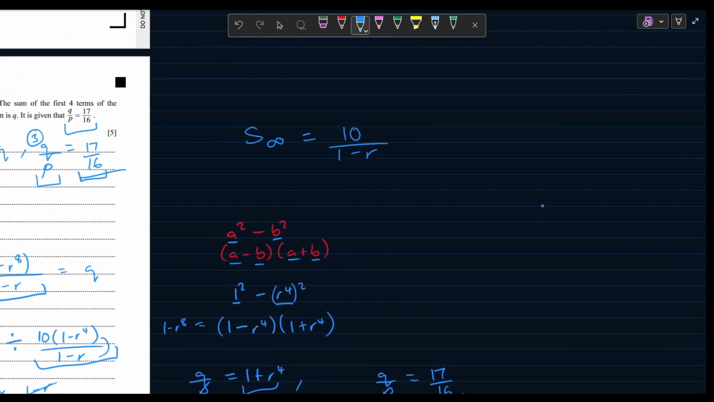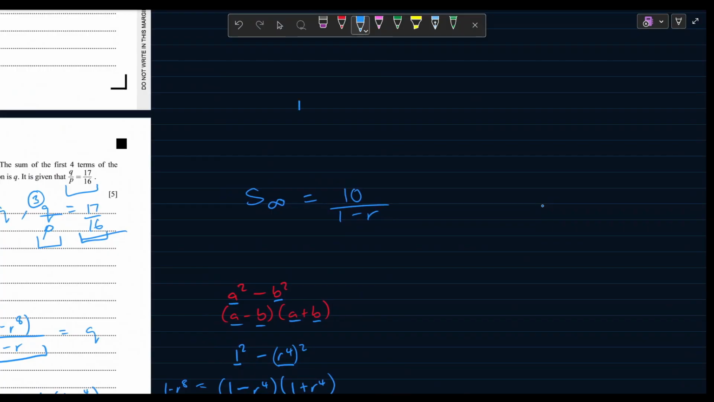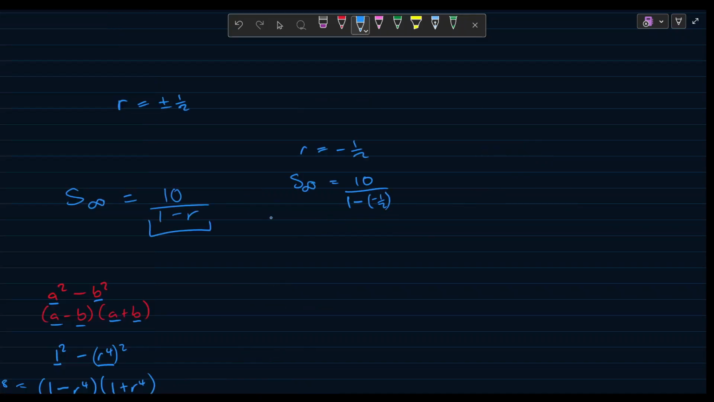So going back to our sum to infinity, here I'm just going to write r is equal to plus or minus half. So we can start at r is equal to negative half. Our sum to infinity is equal to 10 over 1 minus negative half. So here that's going to be 10 over 3 over 2, so that's 20 over 3.